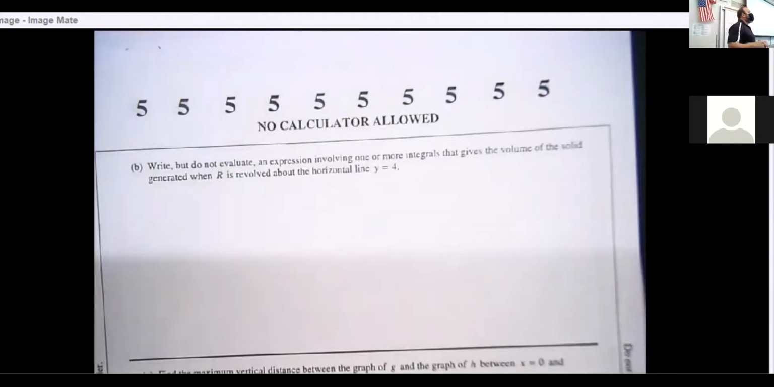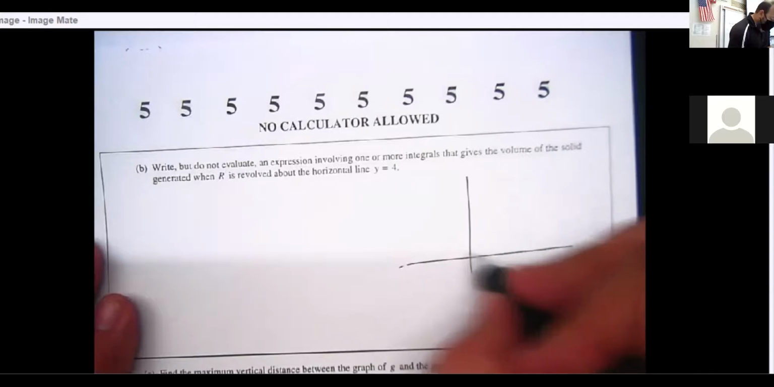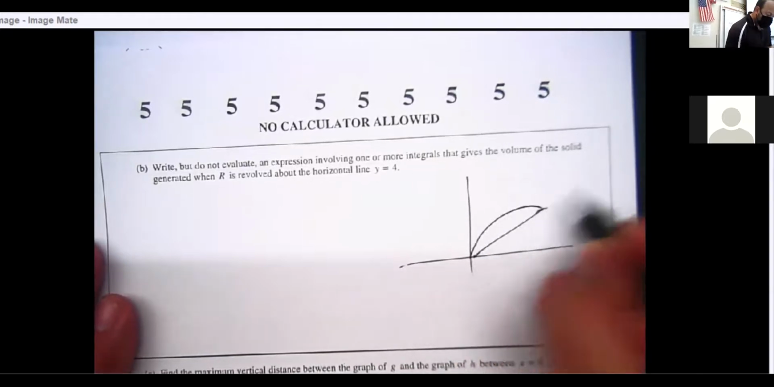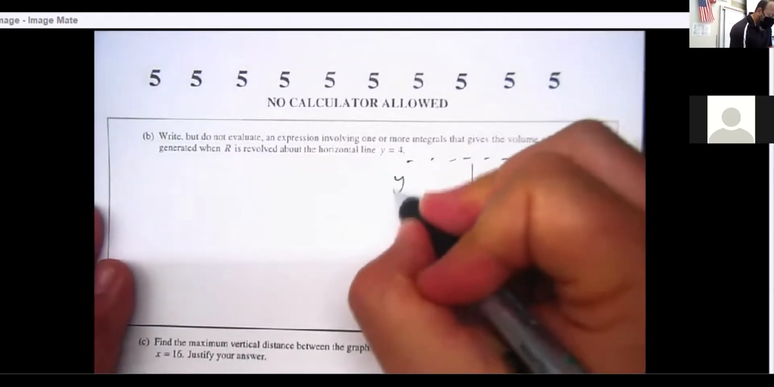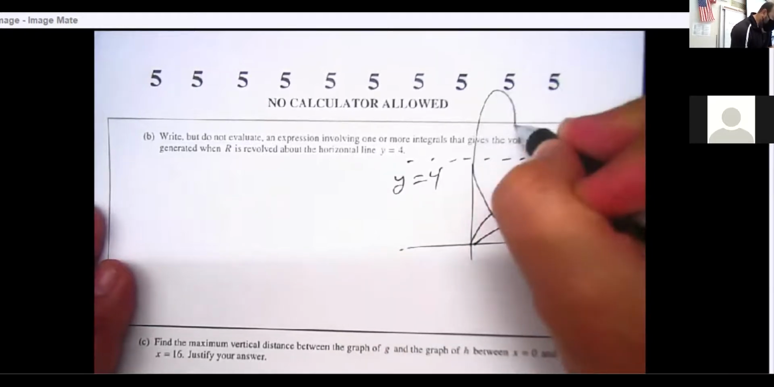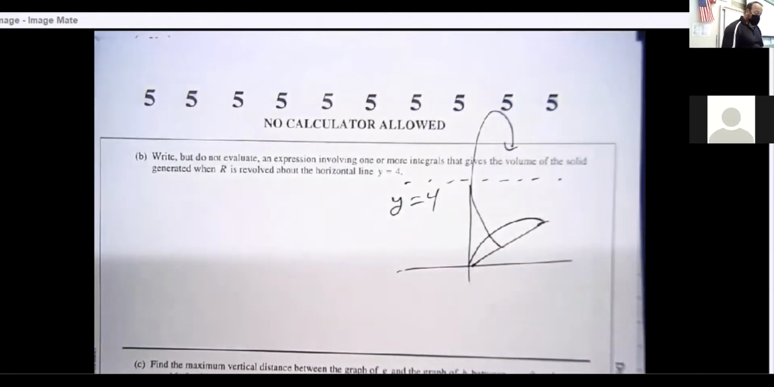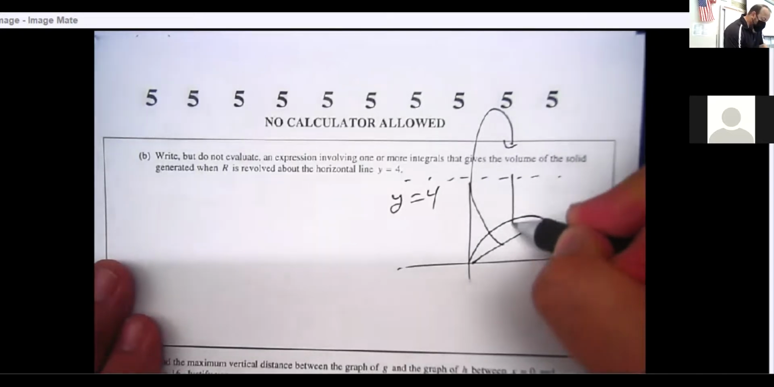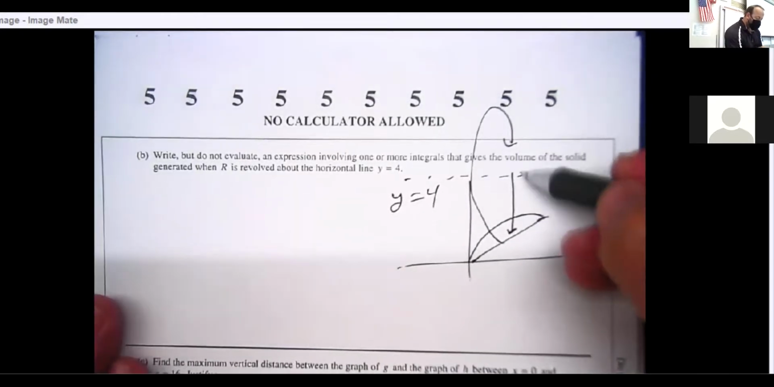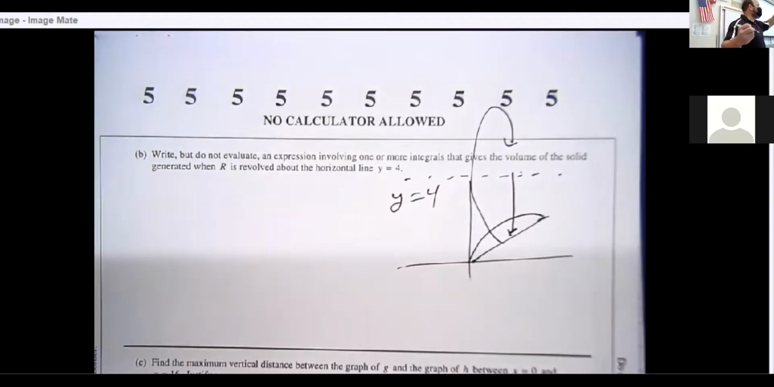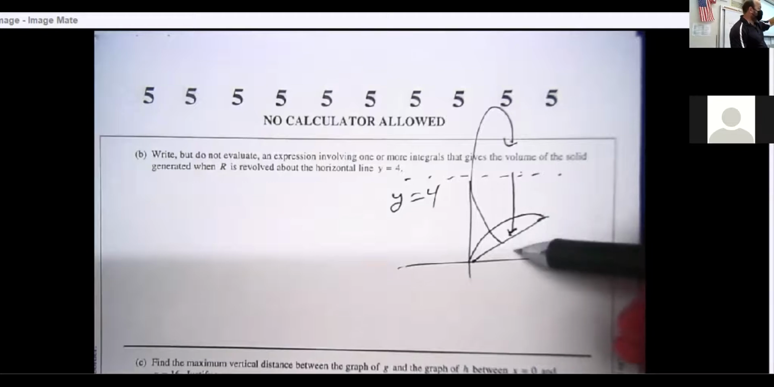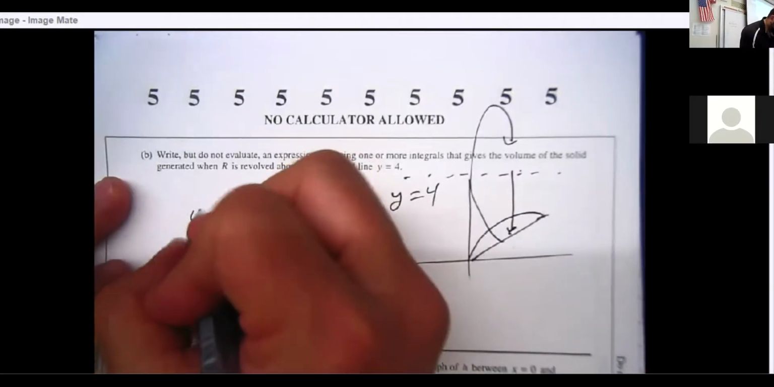All right, number 5B, it says write, but don't do it. Write it, but do not do what it would actually be to actually do that integral. So keep in mind what we have is we've got the two lines. We've got this thing up here, which is y equals 4, and we're going to revolve that thing around that line. Oh, boy. So what is this distance right there? From 4 down to that. Did anybody figure out what that distance was? Because this is x over 3. It's 4 minus x over 3.